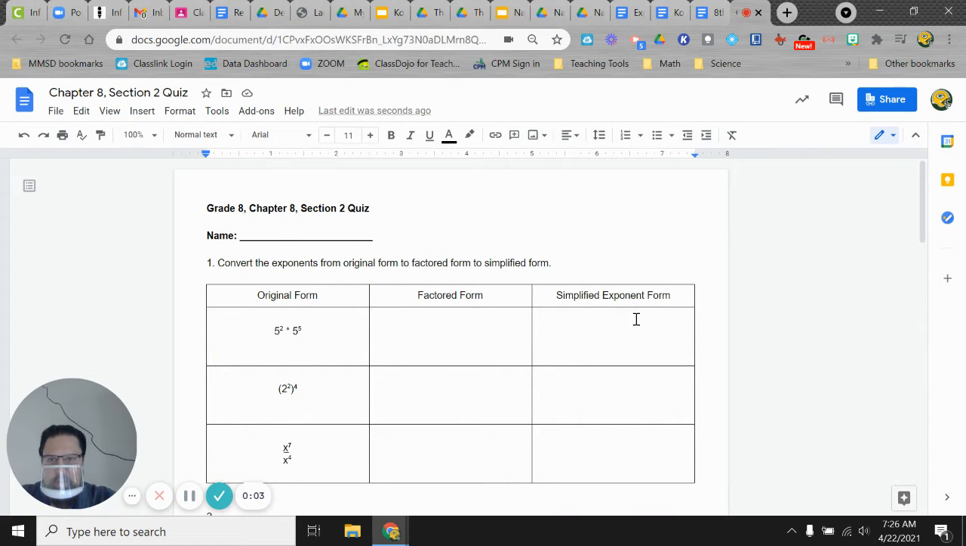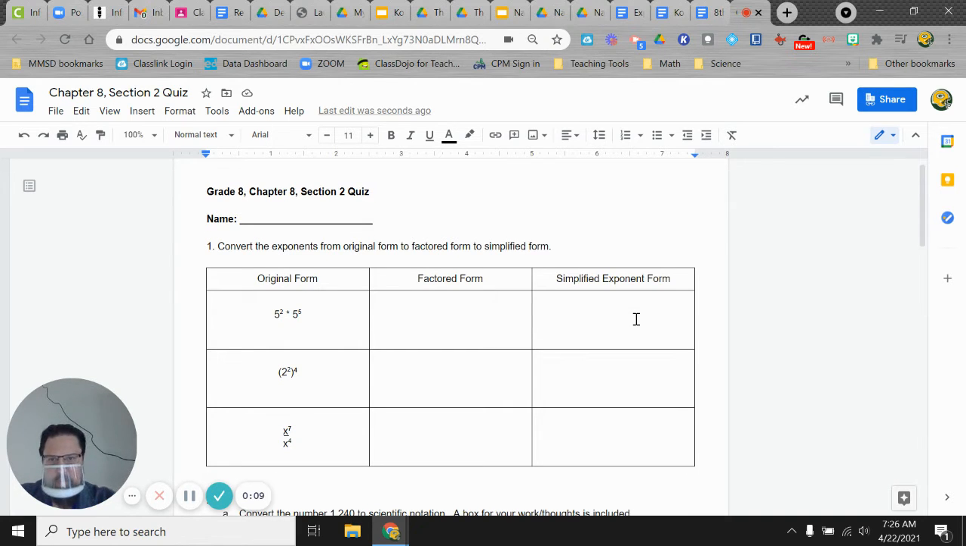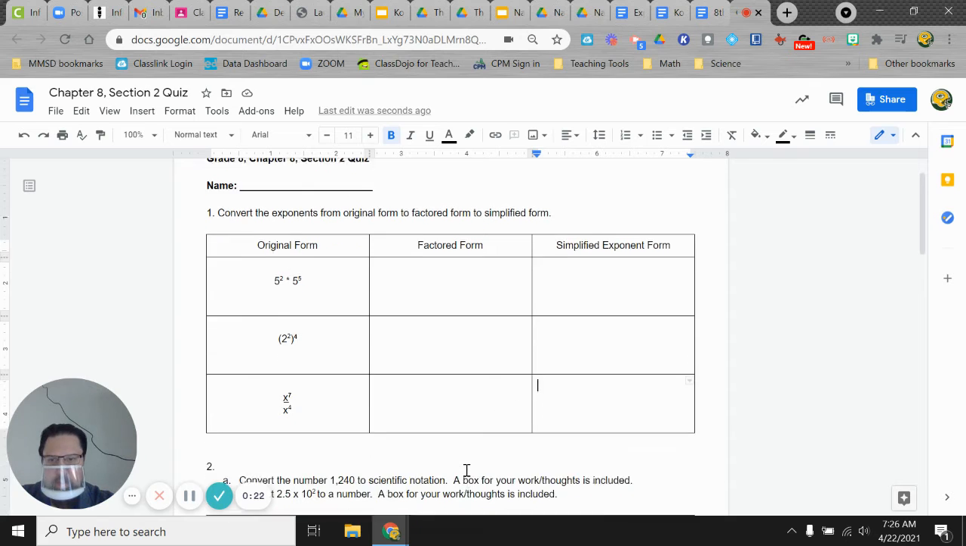I'm going to talk to you about the Chapter 8, Section 2 quiz. Number 1 says convert the exponents from the original form to factored form and simplified form. So essentially for each of them you have, for this table you have 6 boxes to complete.